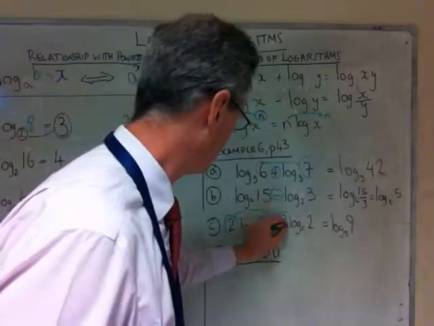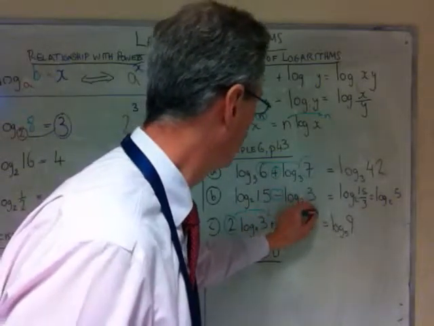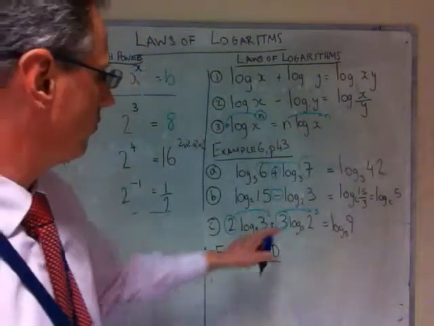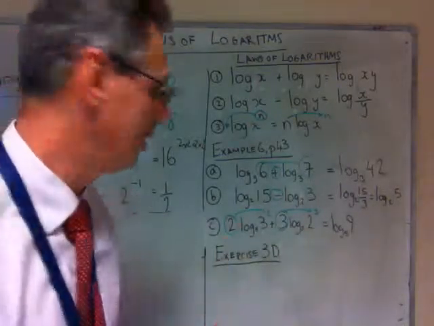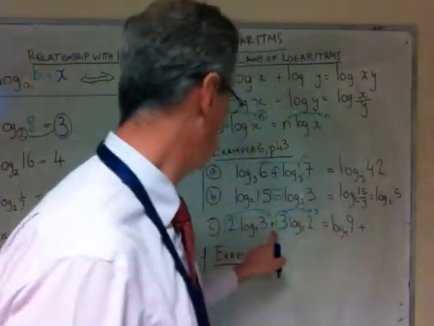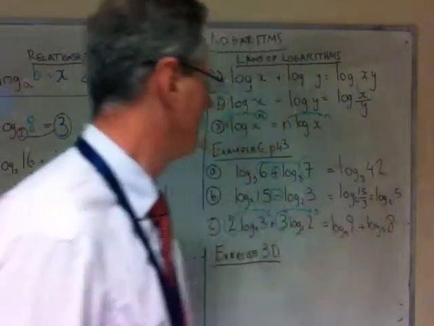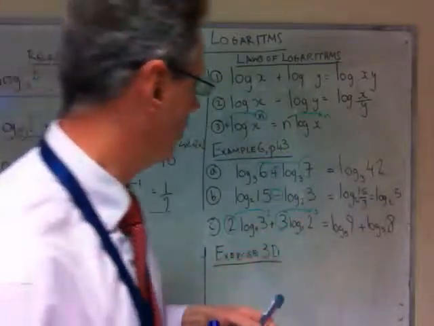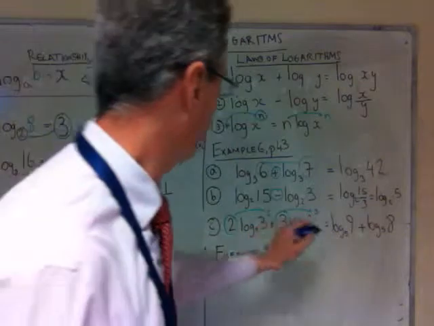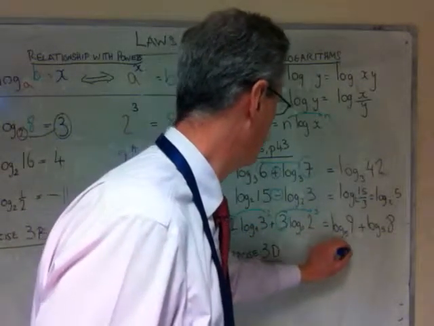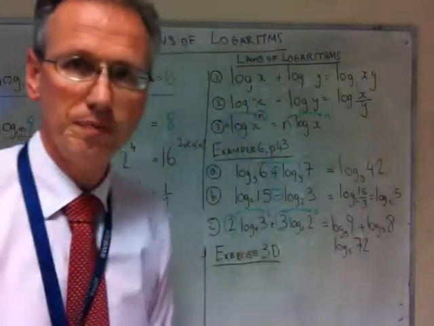Next one, we've got a 3 in front of the log, so that can go up there and become a power. So we've got log to the base 5 of 2 cubed. 2 cubed is 8. Now we're adding the logs together, so that follows rule 1. So we end up with log to the base 5 of 9 times 8, which is 72.